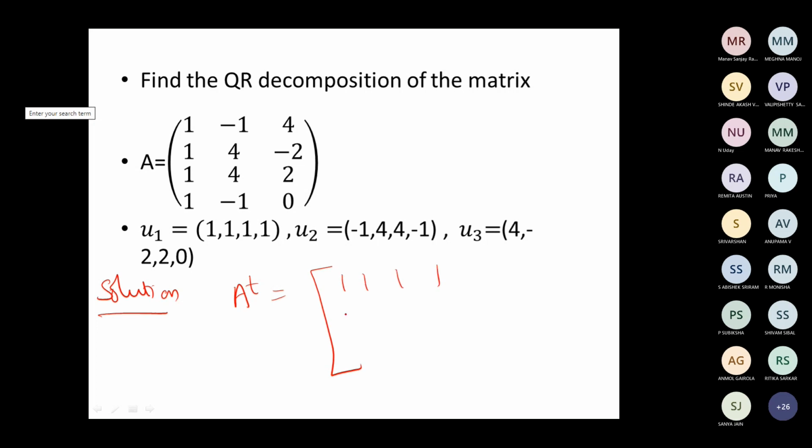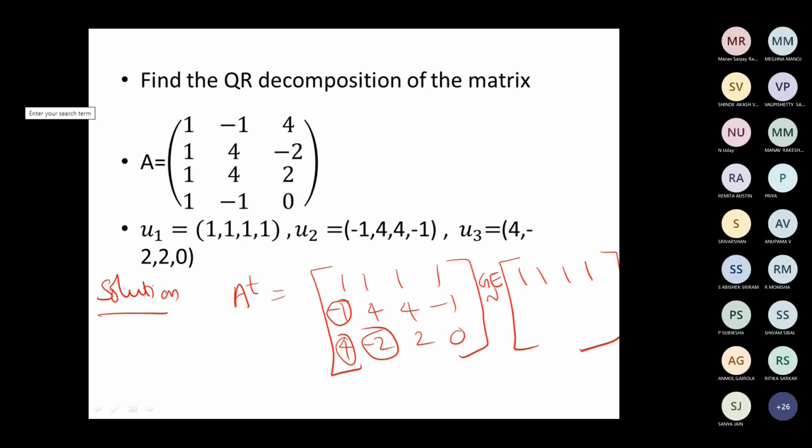The rows are 1, 1, 1, 1; minus 1, 4, 4, minus 1; 4, minus 2, 2, 0. Okay, apply Gaussian elimination and tell me the final matrix. Take two to three minutes. I think you know how to do Gaussian elimination. First row you need not disturb. In the second and third rows, these entries have to be made 0. After doing all these things, tell me the final one.